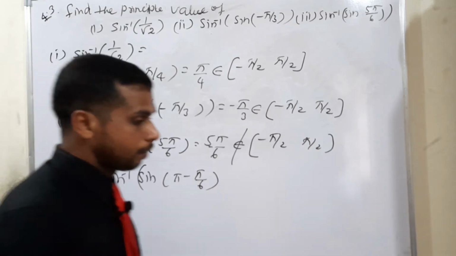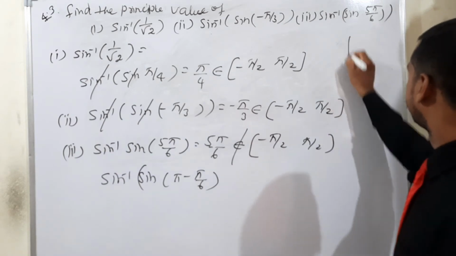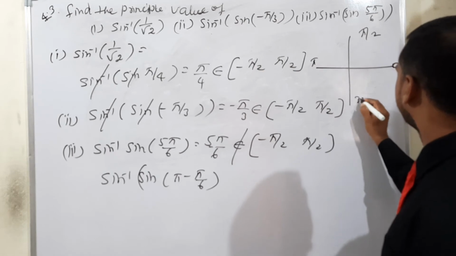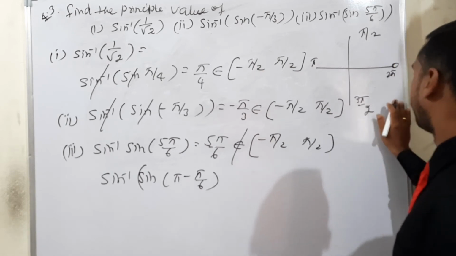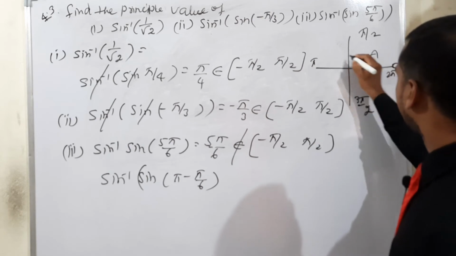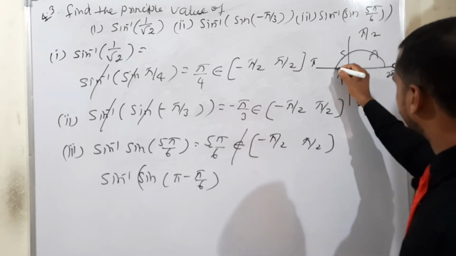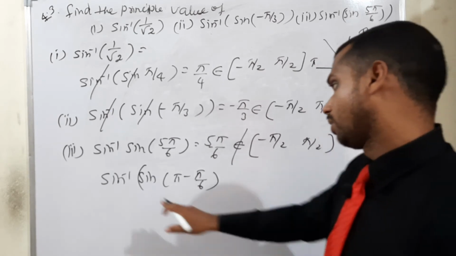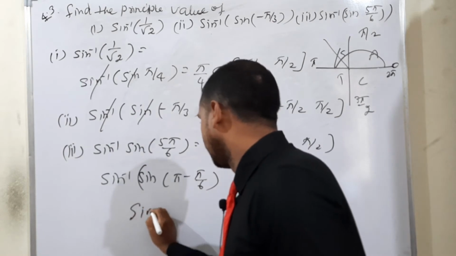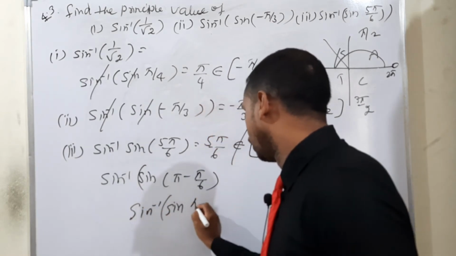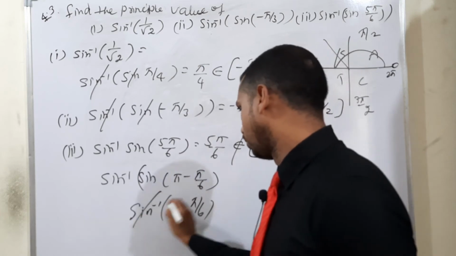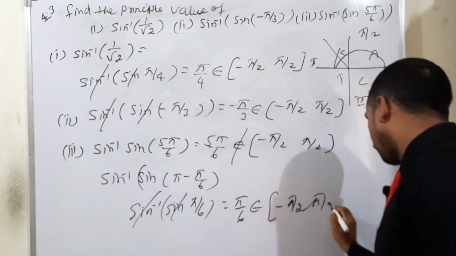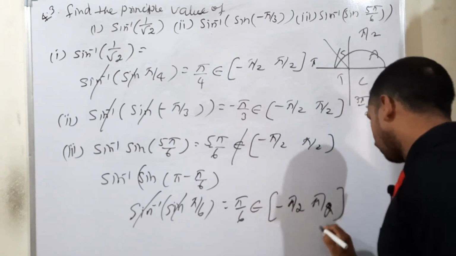So pi minus pi by 6, according to the unit circle, with 0, pi by 2, pi, 3 pi by 2, 2 pi. Pi minus an angle, definitely 0 to pi, lies in the second quadrant. Second quadrant means sine is positive. Here also the sine value is positive. Therefore, sine inverse of sine of pi by 6 will come. So sine inverse sine cancel means pi by 6. It belongs to negative pi by 2 to positive pi by 2. This is the answer for subdivision 3.